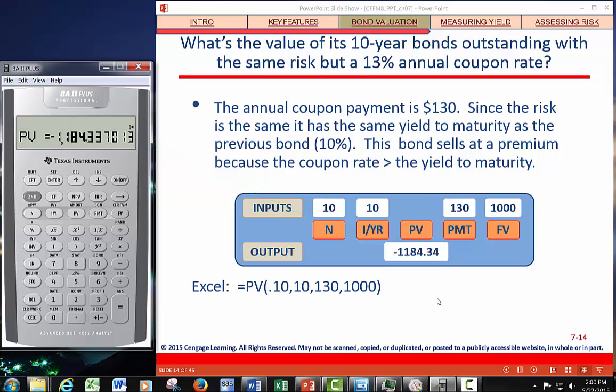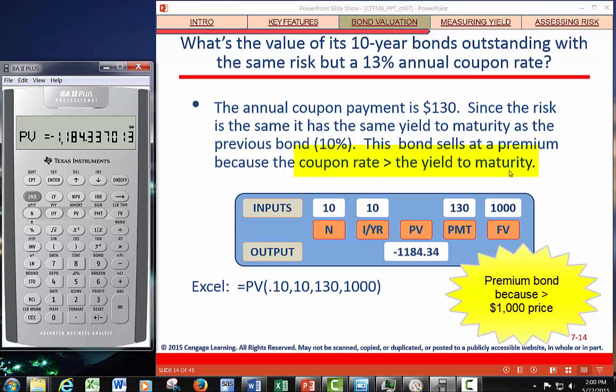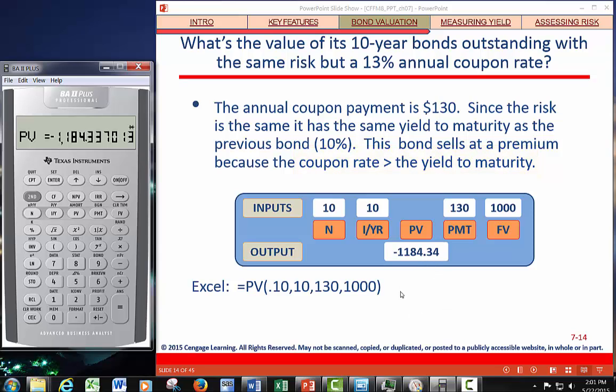So you see that this bond is not selling for $1,000. It's selling at a premium, and anytime the coupon rate is greater than the yield to maturity, a bond sells for a premium. That's because if I buy this bond compared to that other bond that had a 10% coupon rate, I'm getting $130 versus getting $100. So this should cost more because it's giving me more. And so it does cost more. It costs $1,184 as opposed to $1,000.